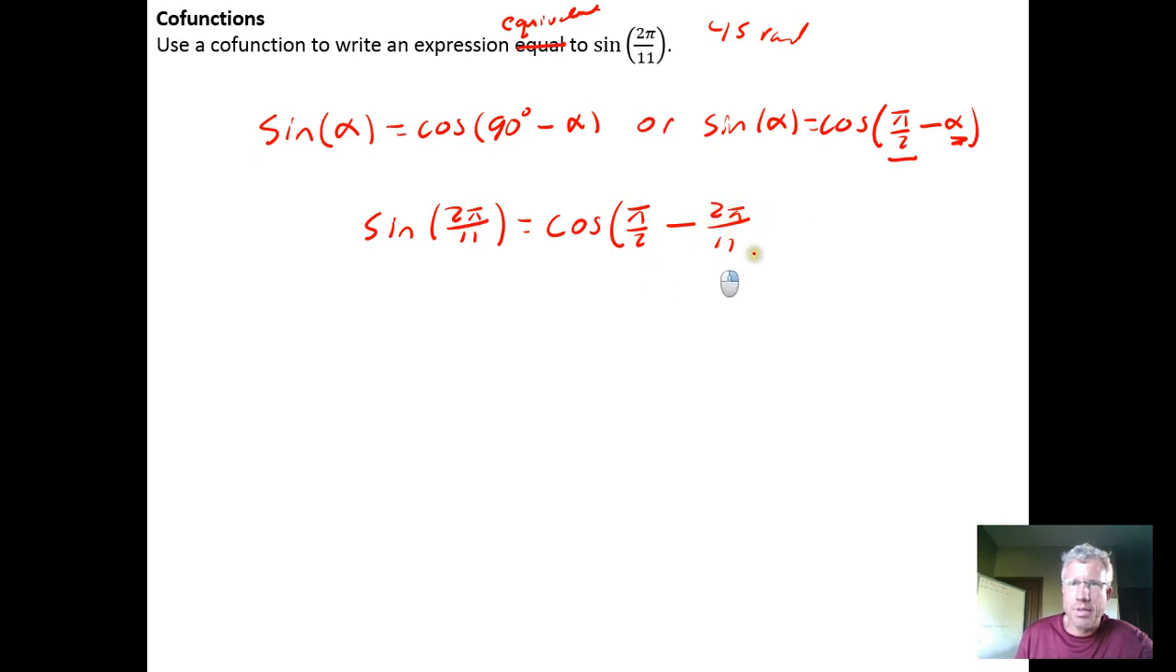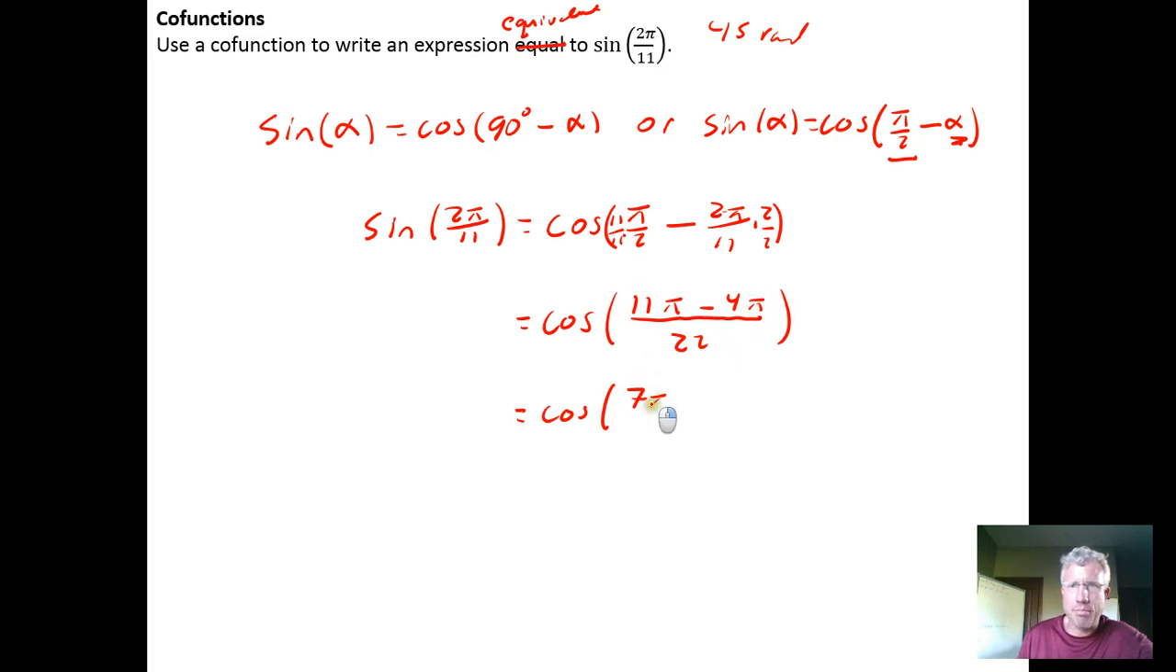And then you need to get common denominators so that you can subtract those two. So 22 would be the least common multiple of 2 and 11. So I'm going to multiply this by 2 over 2 to get a 22 in the denominator, and multiply this guy by 11 over 11. So this is going to be cosine of 11 times pi minus 2 pi times 2 is 4 pi, all over the common denominator of 22, which is going to equal the cosine of 11 minus 4 is 7 pi over the denominator of 22.